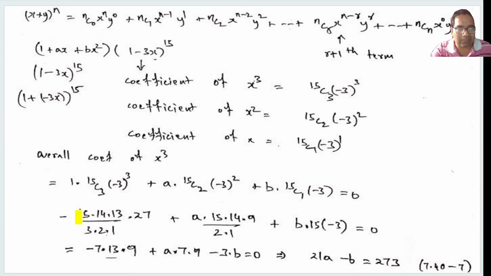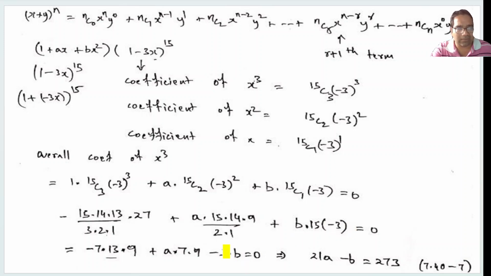Clearly there are so many 15s, so we can cancel all these 15s. Then 3 goes into 27 nine times, and 2 goes into 14 seven times. From the first term we are left with minus 7 times 13 times 9. Then 7 times a times 9, and minus 3 times b is left.